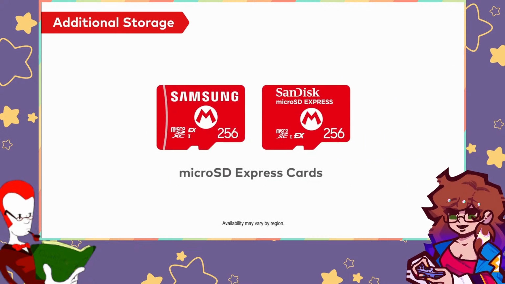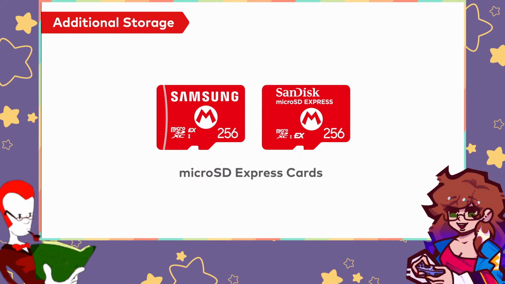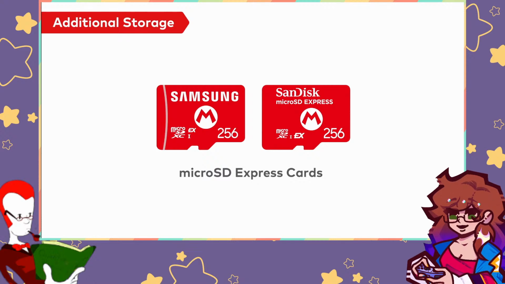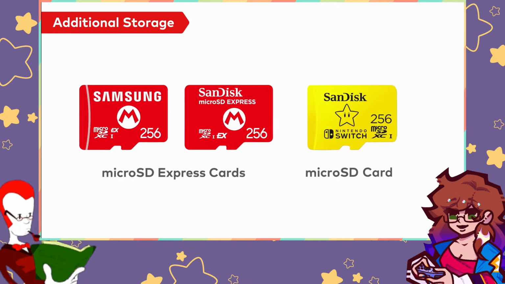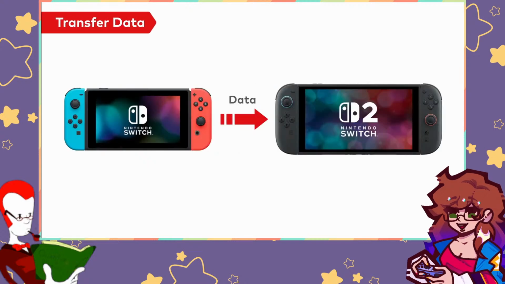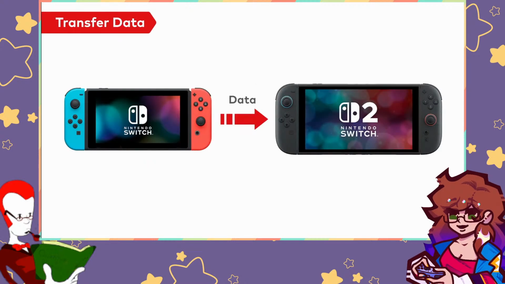Next up is additional storage. Switch 2 will only work with microSD Express cards. I'm not buying your expensive bullshit SD cards. They're a different type of SD card and will make high-speed data transfers possible. Please note that regular microSD cards used for Nintendo Switch will not be compatible. What? Excuse me?